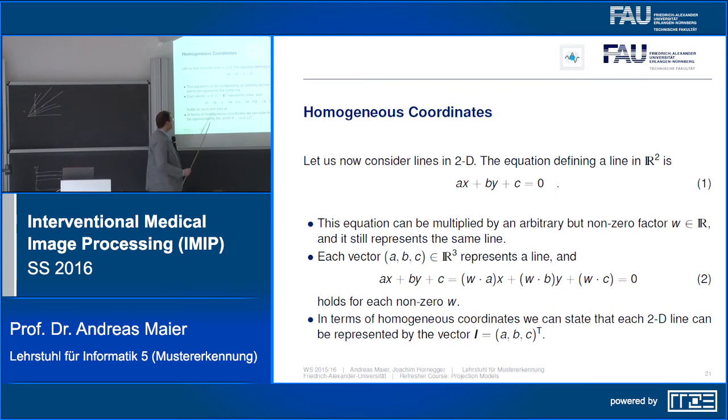And of course, you can multiply with w here. It doesn't matter if you multiply this line equation with w, because if you divide by w, it will form the original line equation. It's also up to scaling. Good. So in terms of homogeneous coordinates, we can state that each 2D line can be represented by a vector a, b, c.